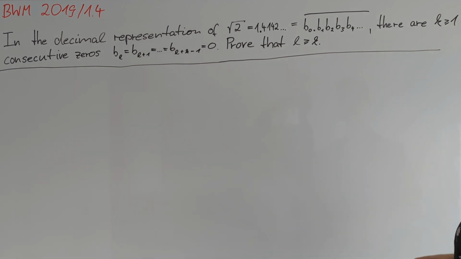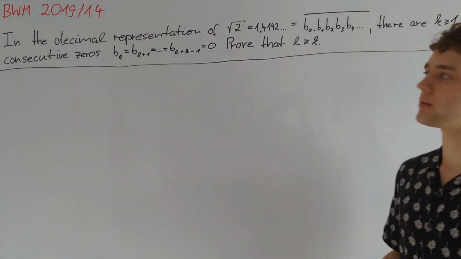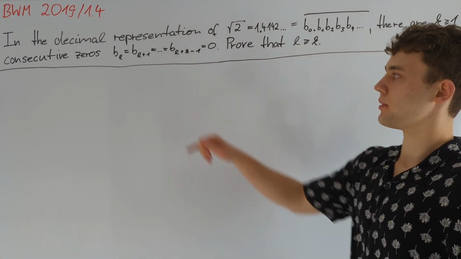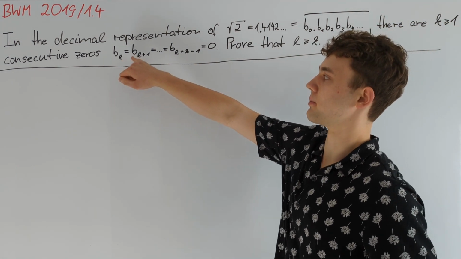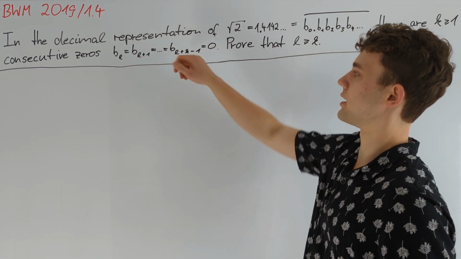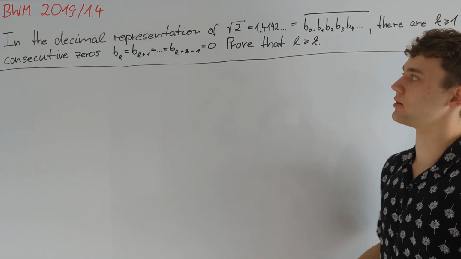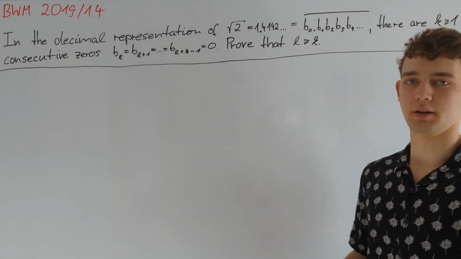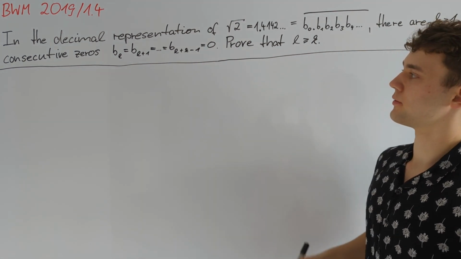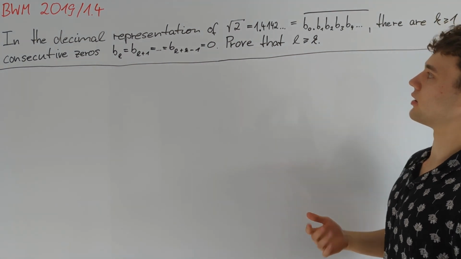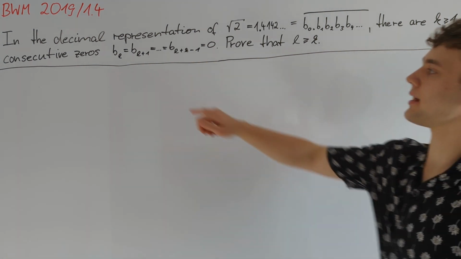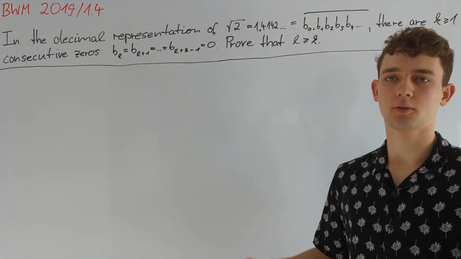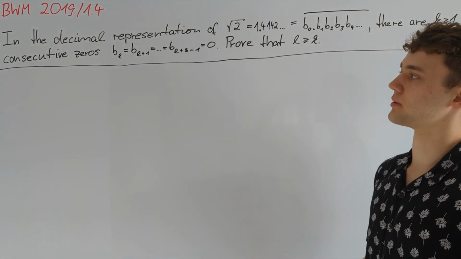Now we are given that there are k greater than or equal to 1 consecutive zeros, namely b_L equal to b_(L+1) up to b_(L+k-1), and they are all equal to 0. And now we shall prove that L is greater than or equal to k. This tells us that if we cut off all of the digits of the square root of 2 beginning with the Lth digit, then we get quite a good approximation for the square root of 2.